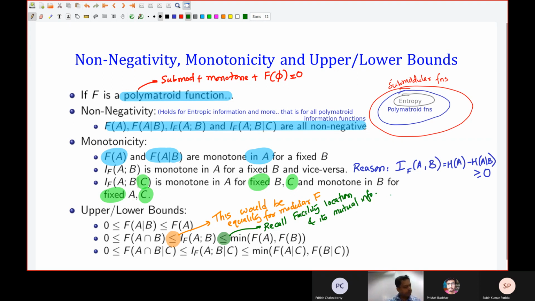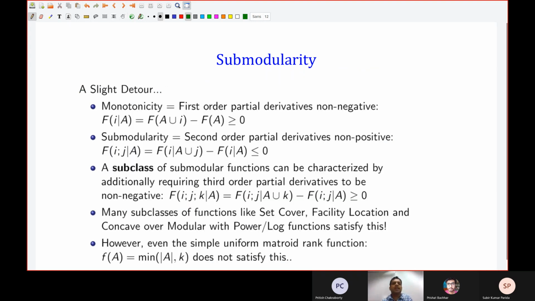Finally, we're running out of time. Yeah. So, yeah.